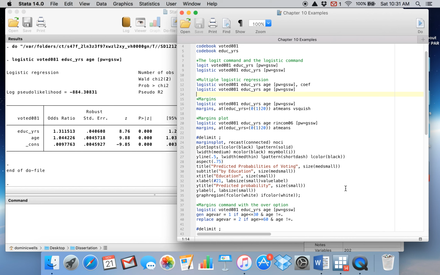So we can hold specific independent variables constant by using the margins command. We run our model right here, and then we use the margins command, and this will give us predicted probabilities at education ranging 0 to 20 in increments of 1. So it'll give us 0 years of education through 20 at increments of 1. And it will hold any other variable in the model at the mean. So it'll hold age at the mean.